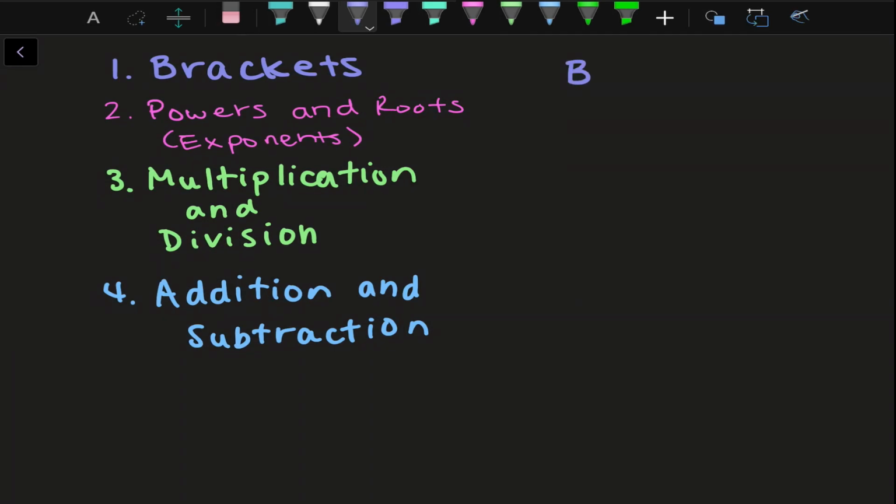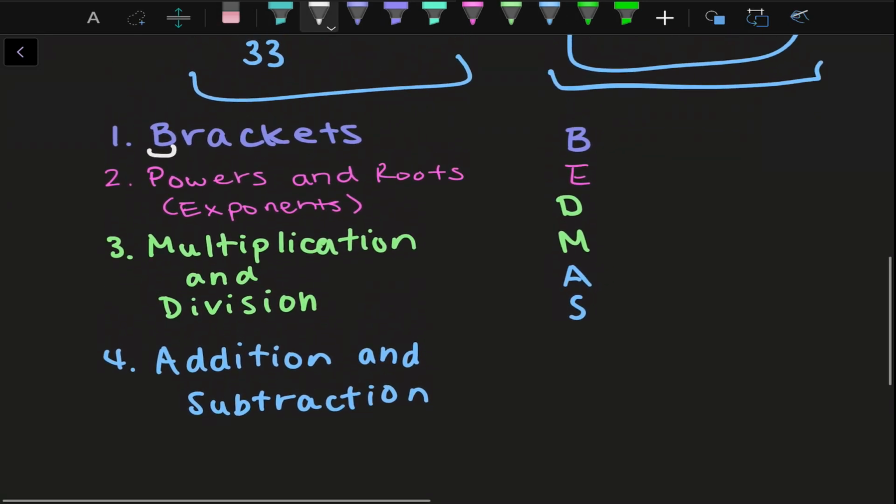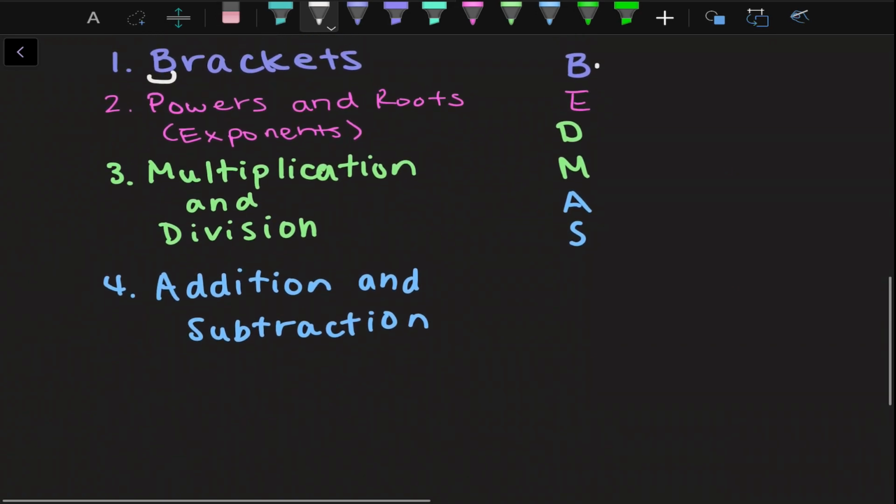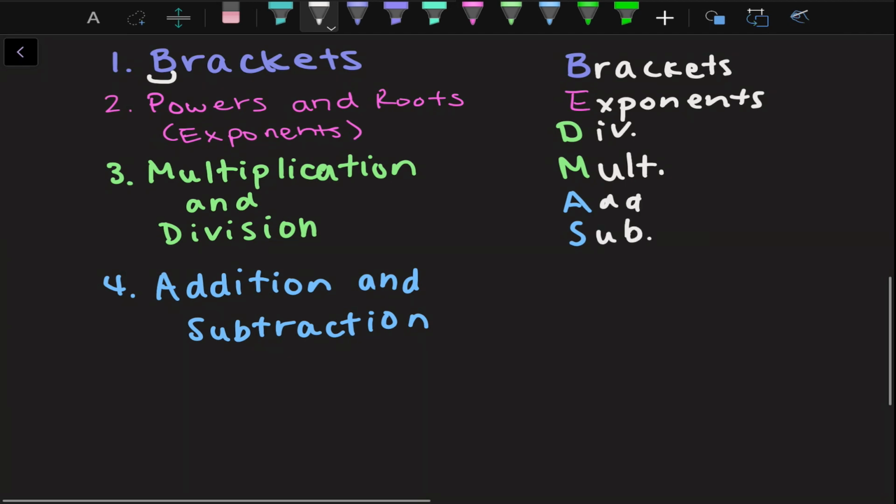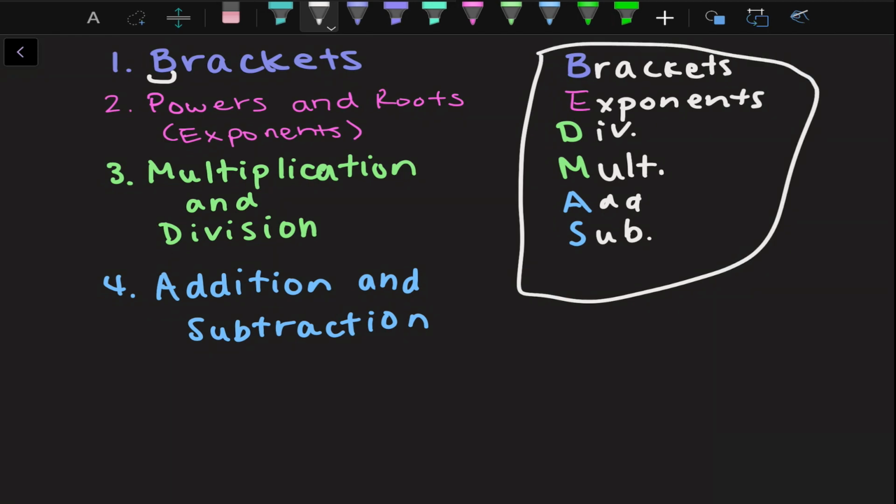So if I write that out, BEDMAS. Okay, and that's because if we see here, brackets is our B, exponents is our E, and then we have, of course, division, multiplication, addition, and subtraction. Okay, so BEDMAS is definitely a wonderful thing to use to remember which order we can go in, because all we have to remember is this then.